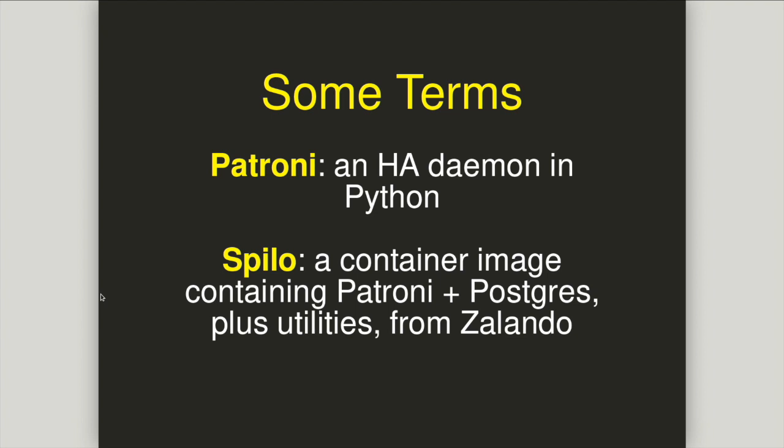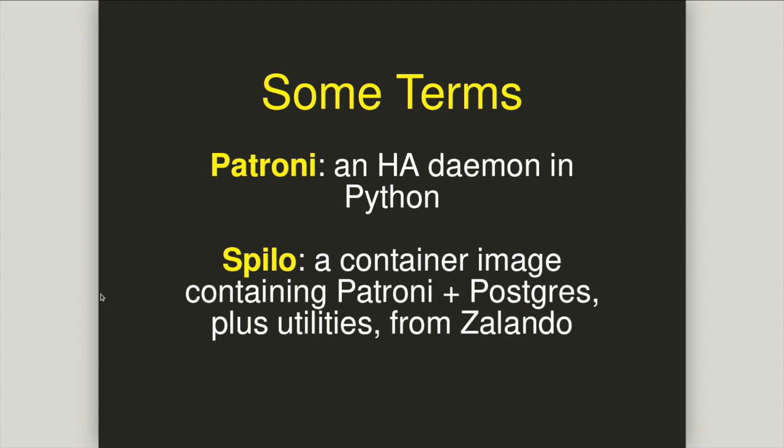Patroni is this high availability daemon written in Python. It was originally based on some code released by Compose.io before they were acquired by IBM. Theirs was sort of a proof of concept. I and the Zalando folks picked it up, turned it into a production application. By the way, all these slides are online with the PG Kubernetes tutorial, so you don't necessarily need to take pictures, just saying.